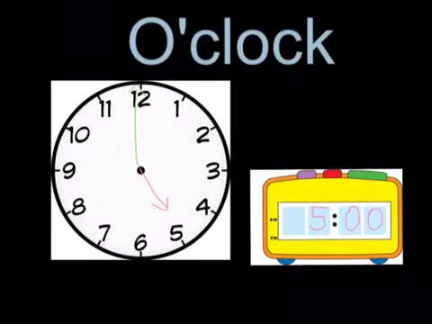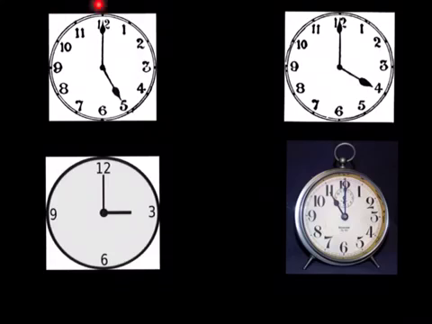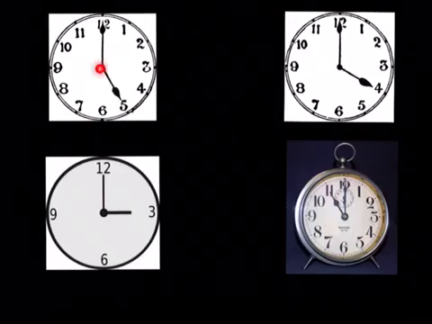Let's take a look at some more analog clocks and see if you can help me tell the time. First of all, let's look at this clock here. So we can see that the long minute hand is pointing to the 12, so we know that it's going to be o'clock. Then we look at where the hour hand, the small hand, is pointing, and it's pointing on the 5, so we know that it's 5 o'clock.